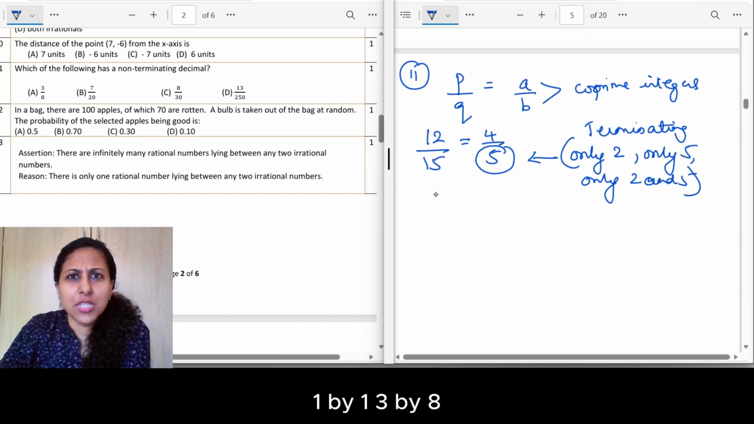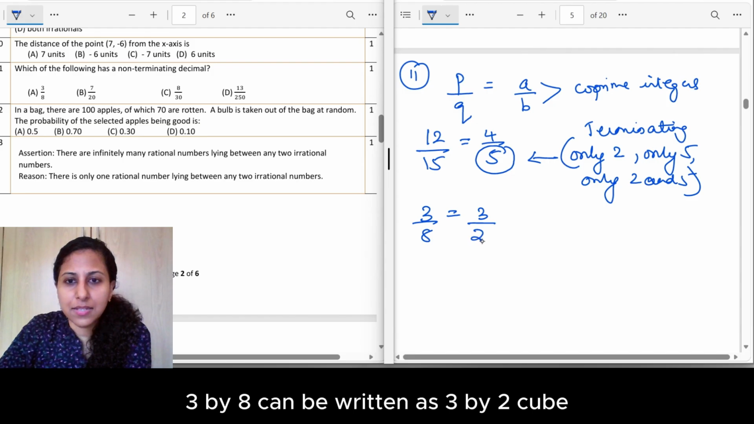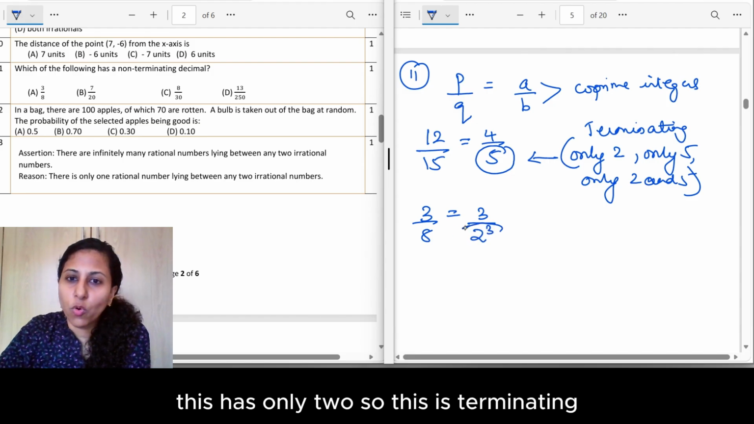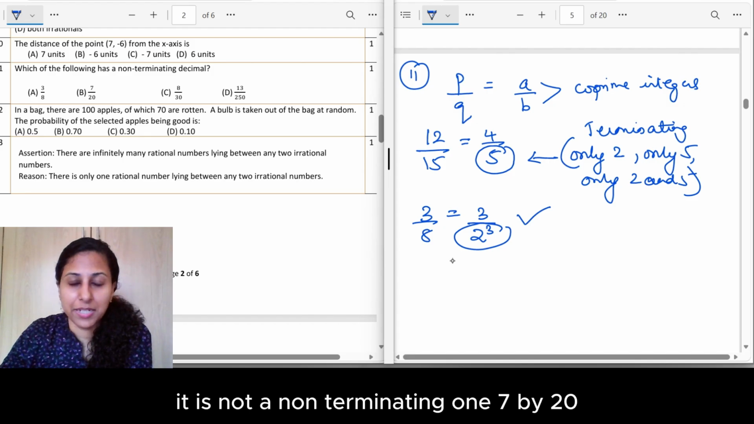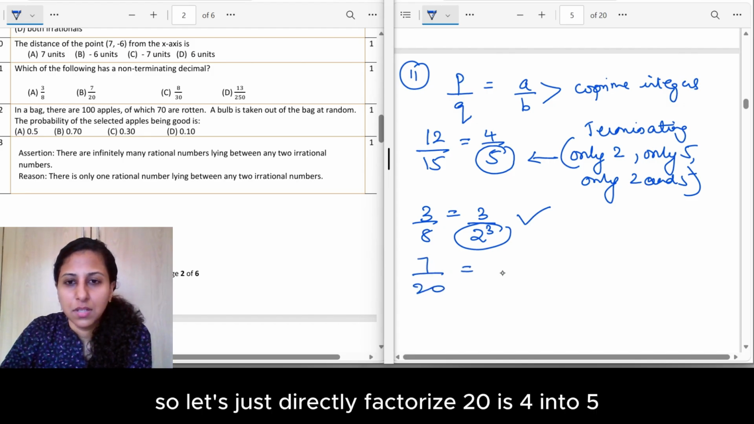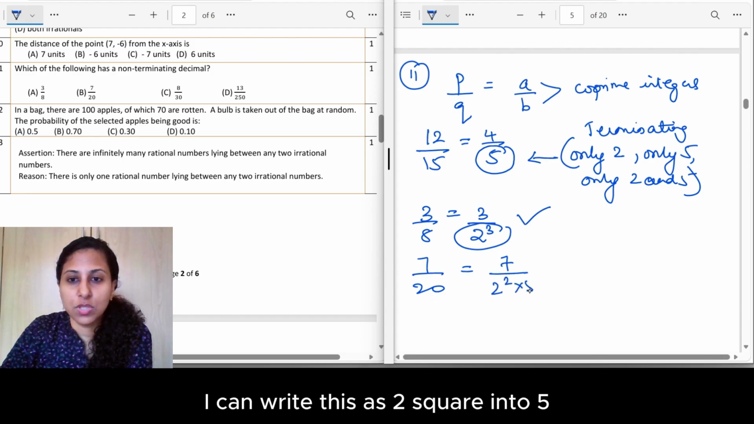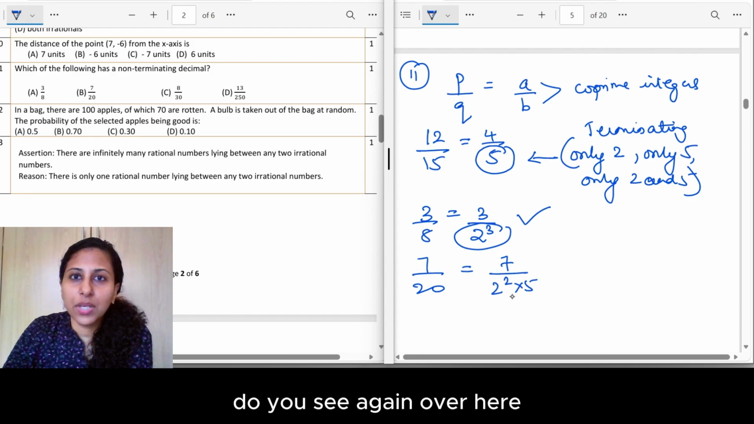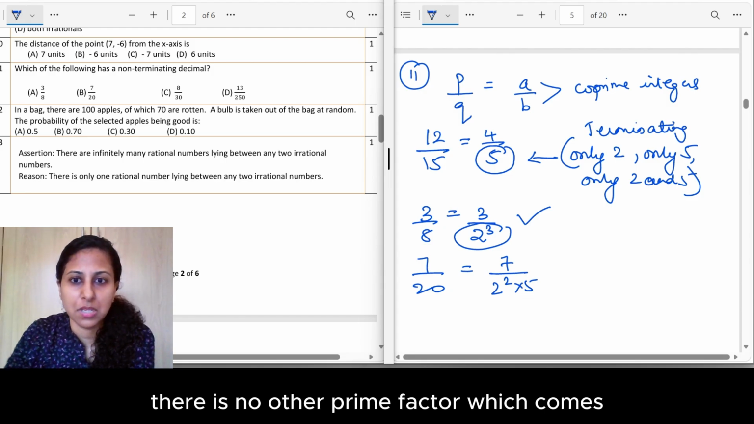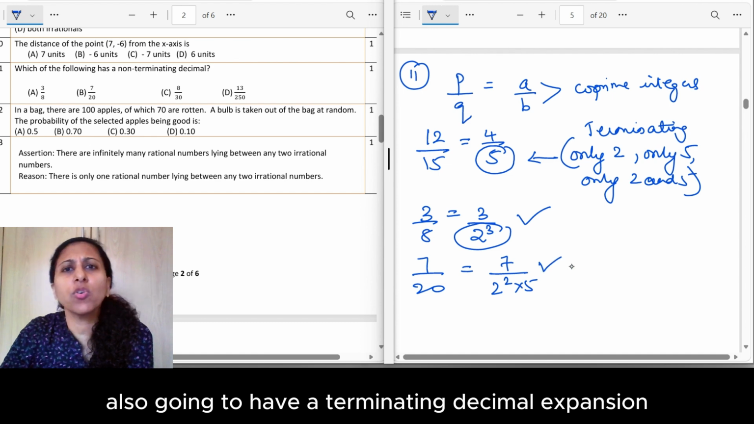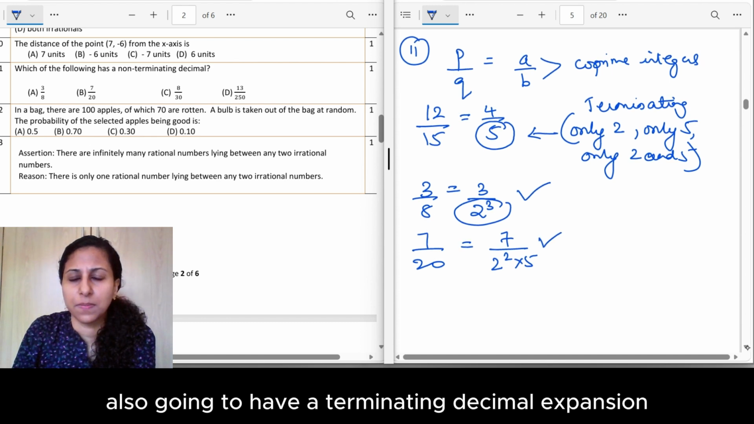Let's look at these options one by one. 3 by 8. 3 by 8 can be written as 3 by 2 cube. This has only 2, so this is terminating. It is not a non-terminating one. 7 by 20. I can't reduce this further. So let's just directly factorize. 20 is 4 into 5. I can write this as 2 square into 5. Do you see again over here? Only 2 and 5 are coming as prime factors. There is no other prime factor which comes. So this is also going to have a terminating decimal expansion.